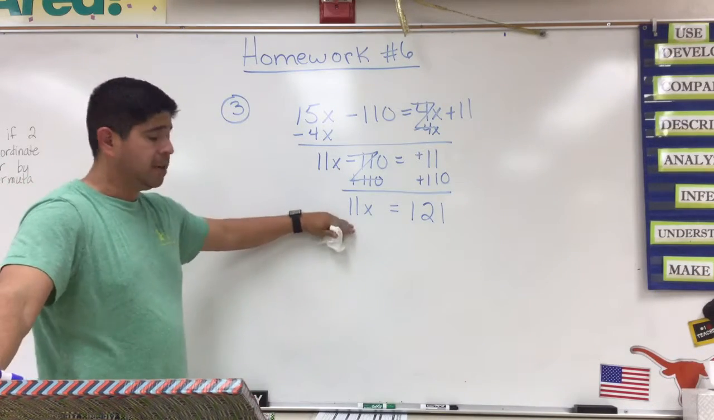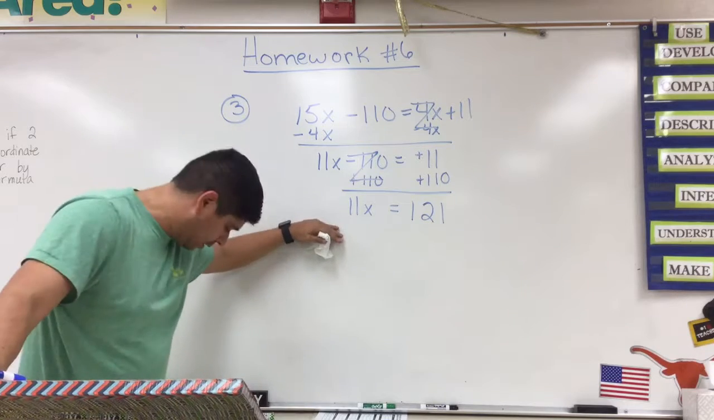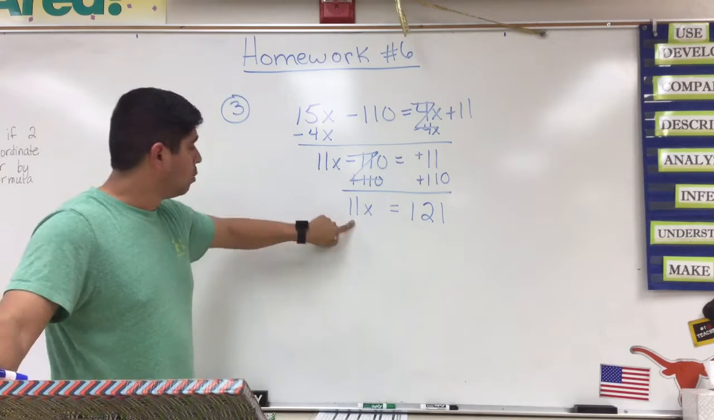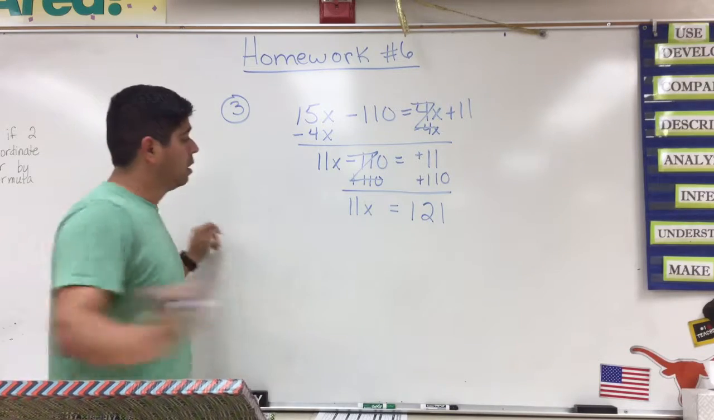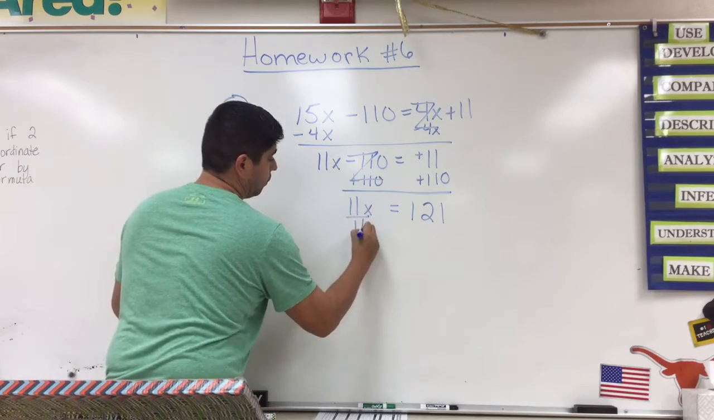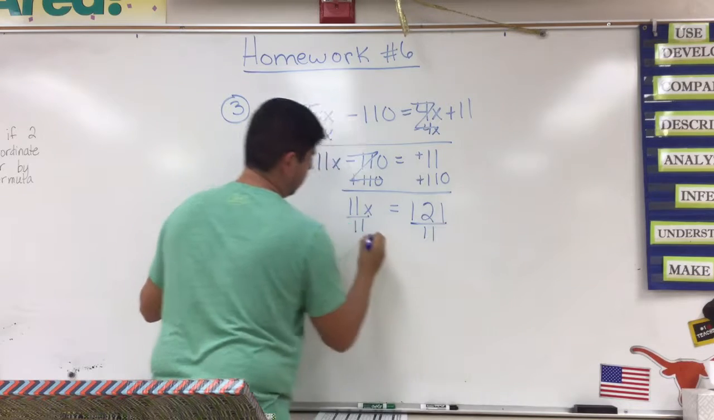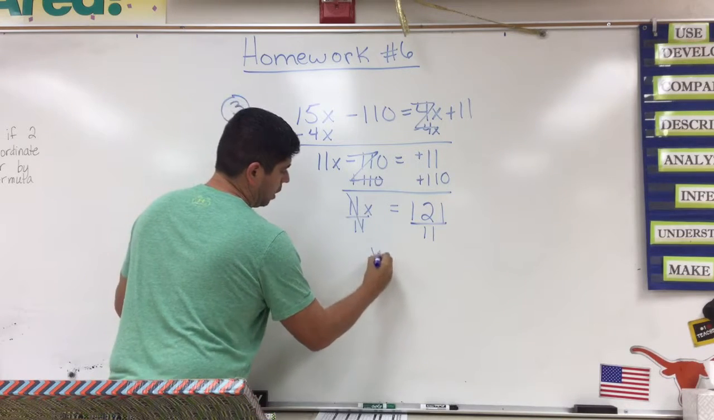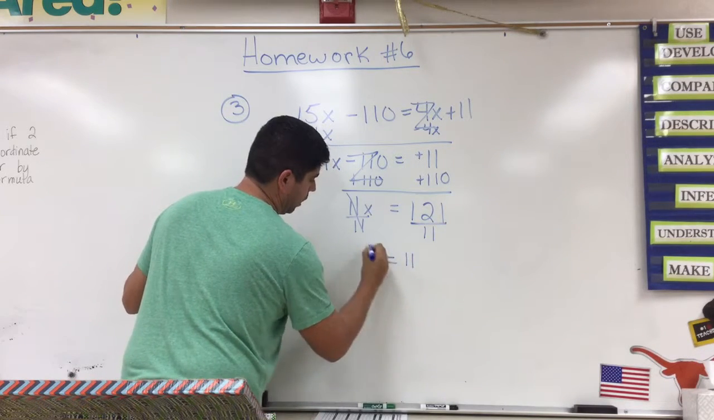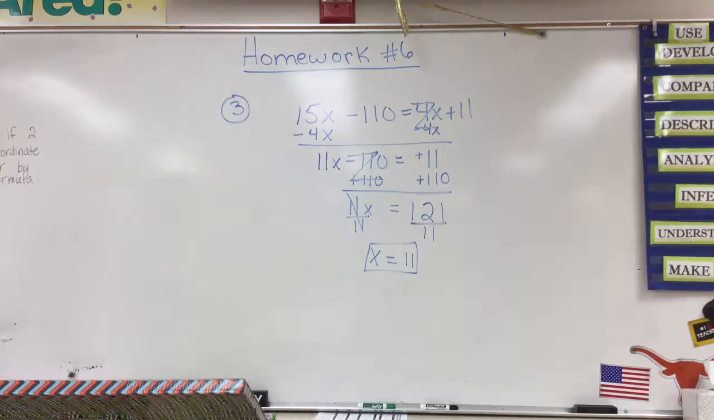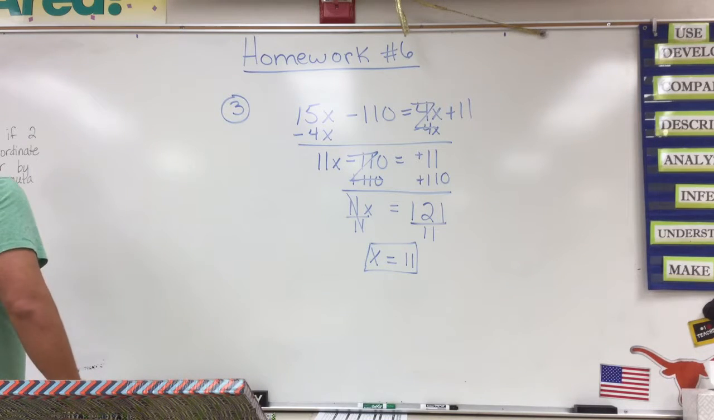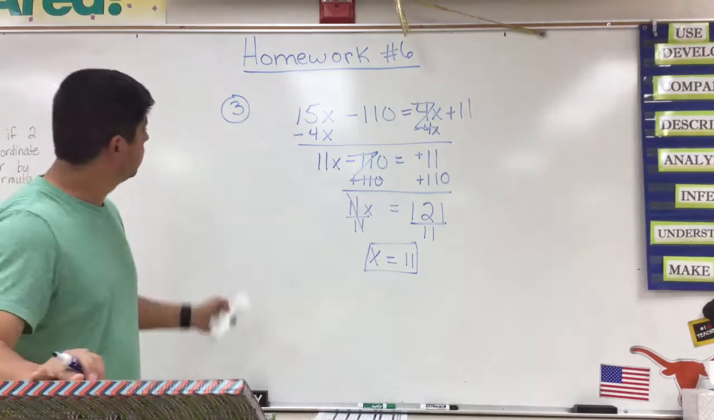So now when I'm here at this last step, this is the easiest part. We have a coefficient in front of the variable. We just have to divide by that coefficient. So divide by 11, divide by 11. This makes 1, x equals 11. That's how we got our answer. All right. Okay, that's number 3. Let's go to number 4.